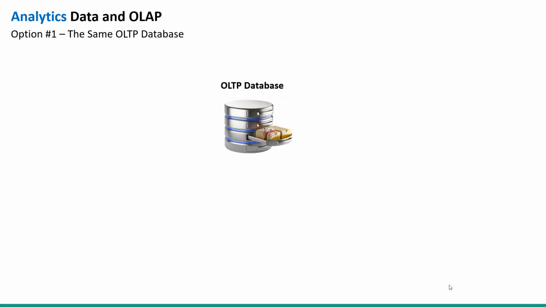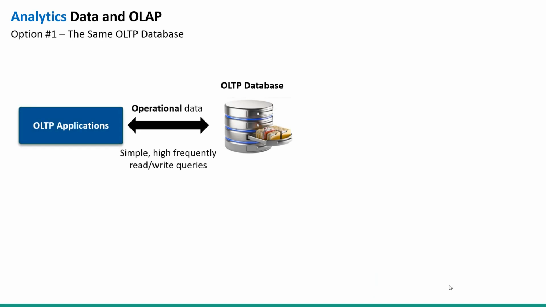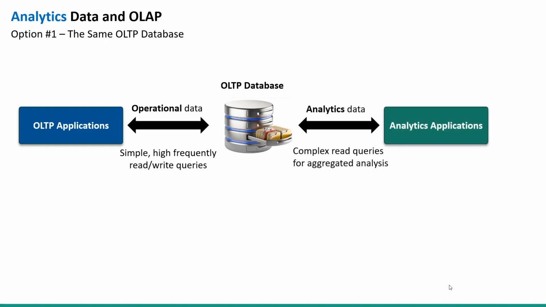On one side, we have operational data handled by OLTP databases. A group of OLTP applications is constantly updating the databases with online transactions. On the other end, we have analytics applications that would like to access this data, but differently, while running more complex reading queries on the database for aggregated analysis.